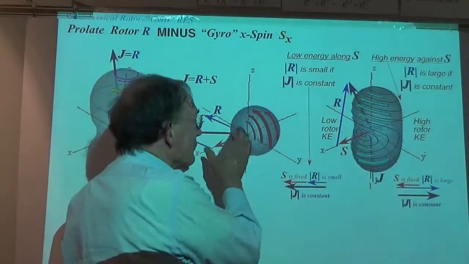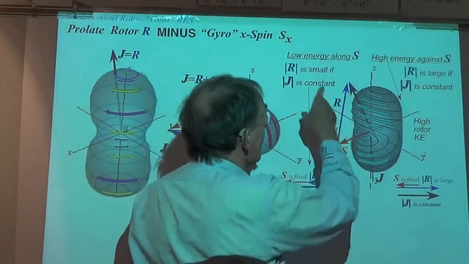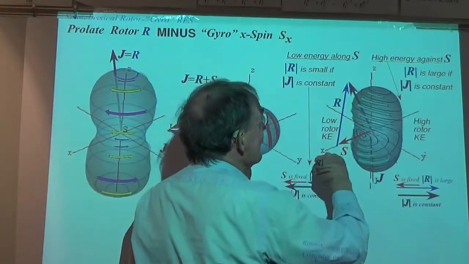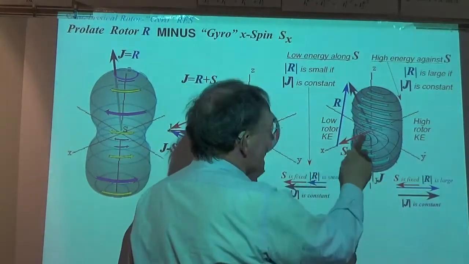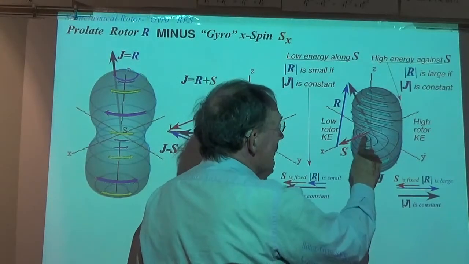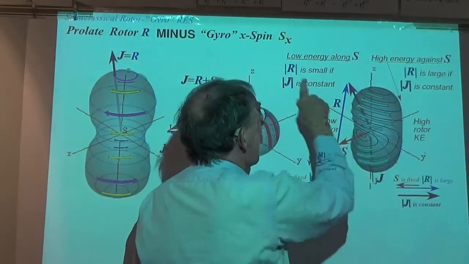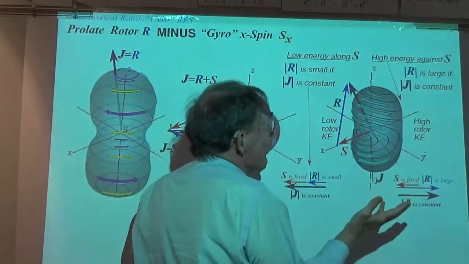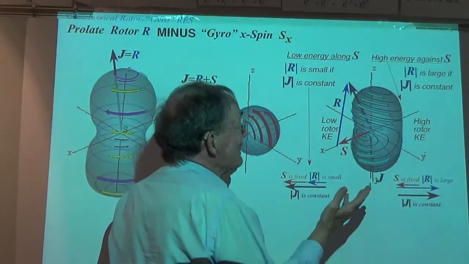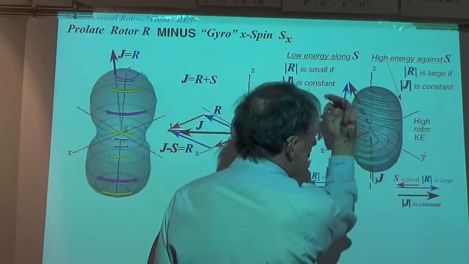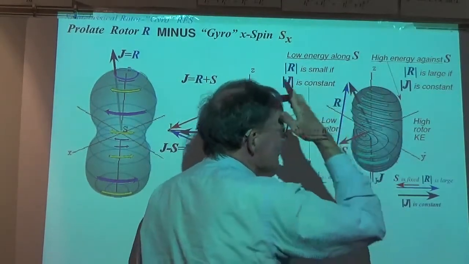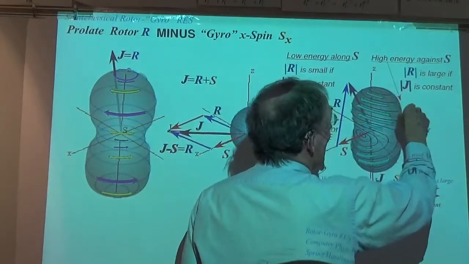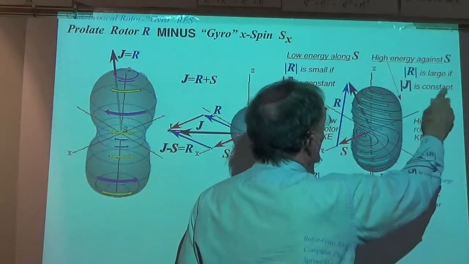The S, of course, is fixed to the body, so we can say that this is low energy along the S, this low region. That's where it's lowest. R is small if J is a constant, and we assume J is a constant. But in the body frame, it's going to move. Its length's going to be a constant. But over here in the high regions, you see, R is large if J is constant.